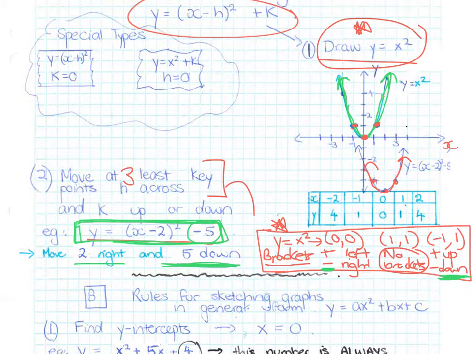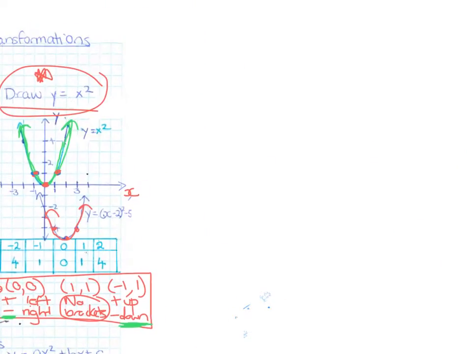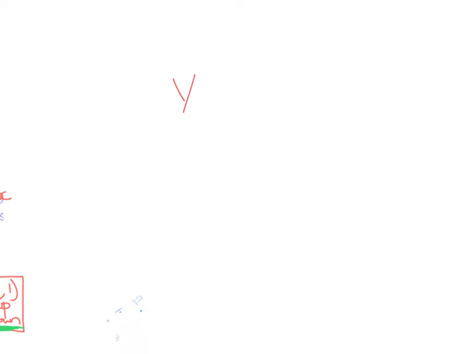What that means is if it's in brackets, you move it across. If it's not in brackets, you move it up and down. Let's just think about one more example of that, a bit of a simpler example. What about if you had the graph y equals x squared plus 4?